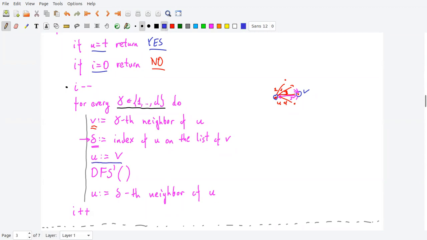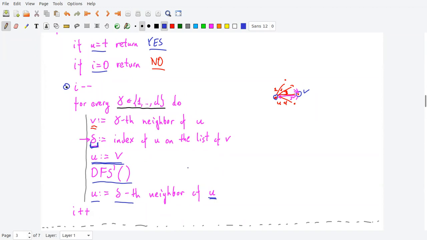I move to the vertex V, so I substitute U for V. I apply my DFS prime now with decremented counter and with the new vertex. So I'm doing something on this vertex V. And now when I'm finished, I can go back from V to U by just following this remembered index delta. So now I substitute for U the delta neighbor of U. Here, observe that U is actually equal to V here.